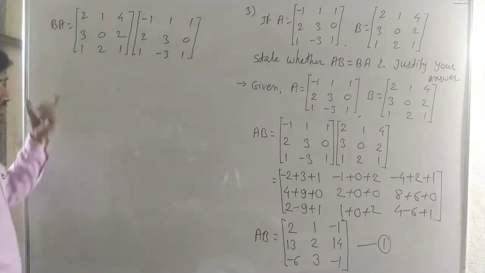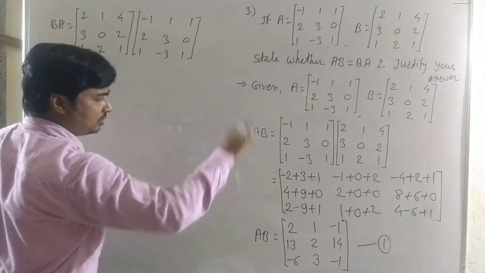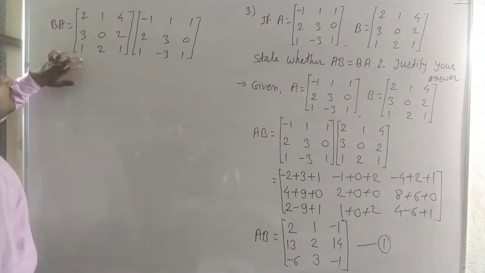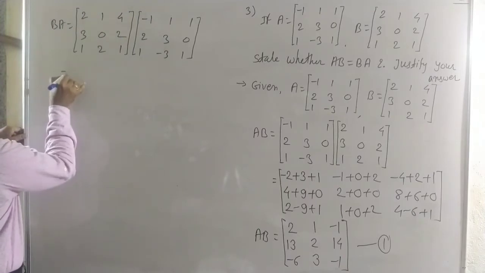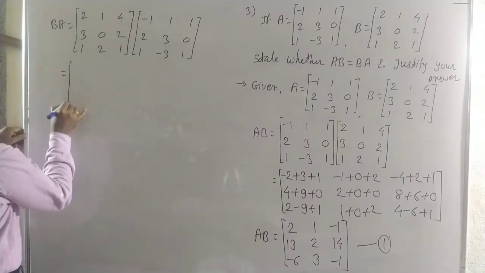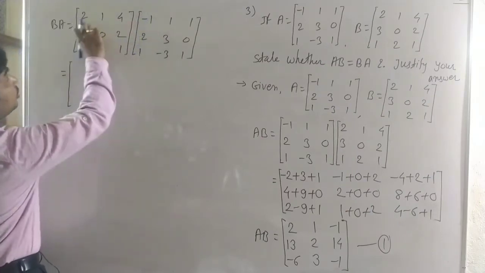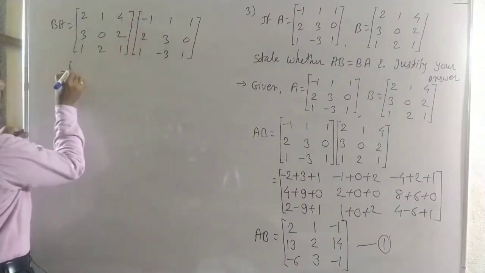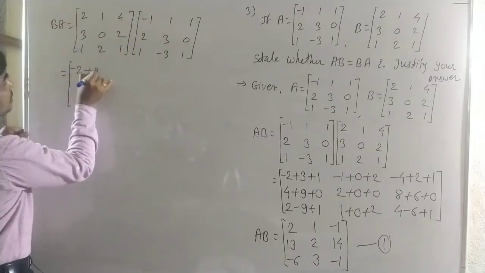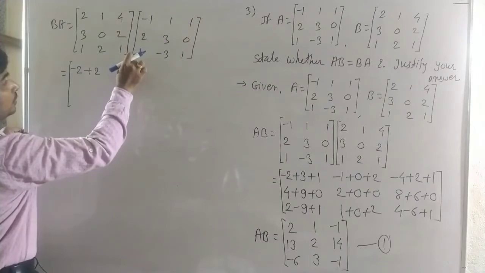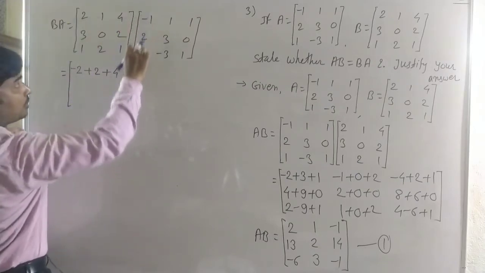Now we take this product BA. Okay, same procedure. First row, first column. First row, second column. Now here the matrix B is the first matrix, therefore it is first row, first column. Okay, see carefully. First row, first column. Okay, 2 into minus 1, minus 2. 1 into 2, it is a plus 2. And 4 into this 1, it is a plus 4. See carefully. First row, first column.